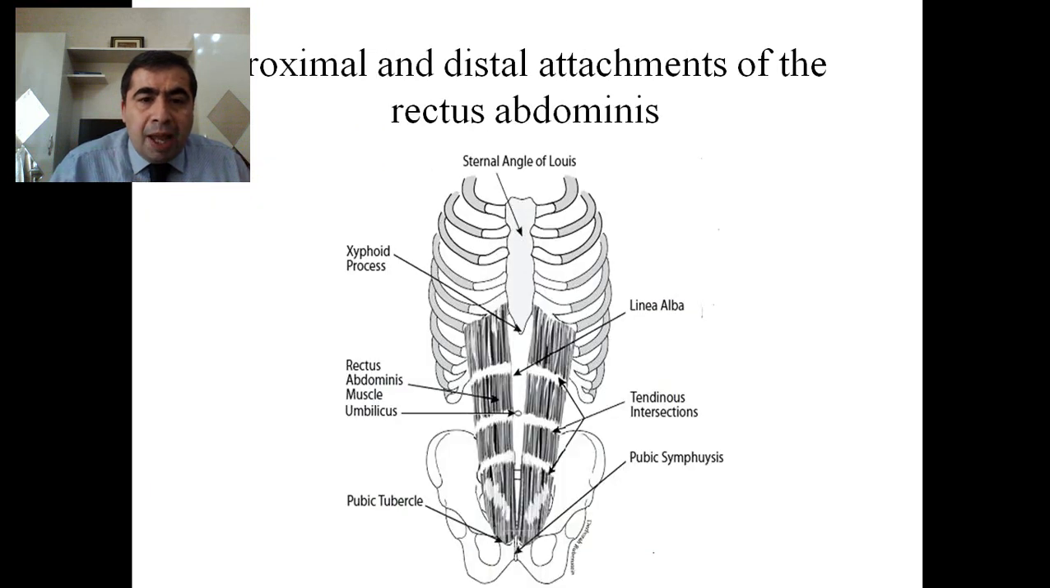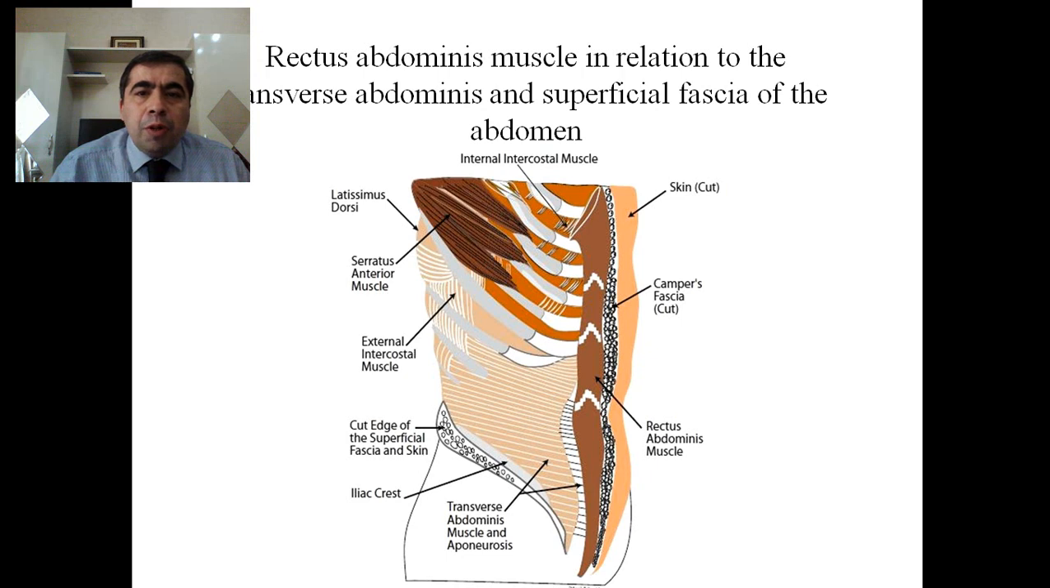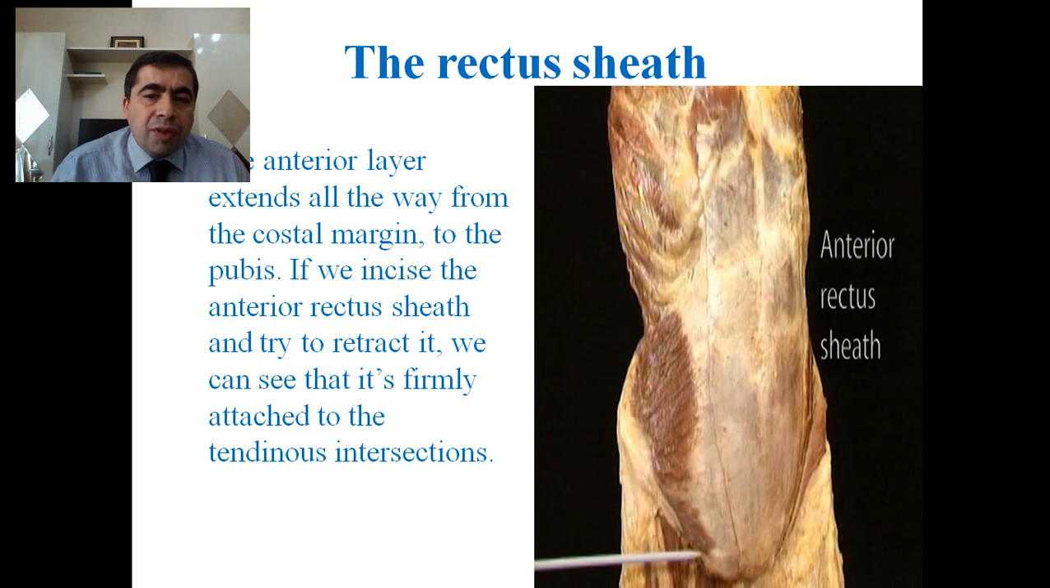If we pass to the next picture, you are looking at the proximal and distal attachments of the rectus abdominis muscle, in relation to the transverse abdominis and the superficial fascia of the abdomen, which I have also explained before. The rectus sheath.